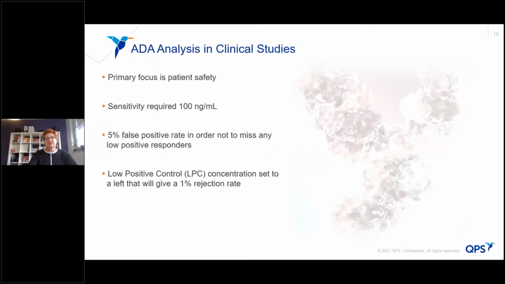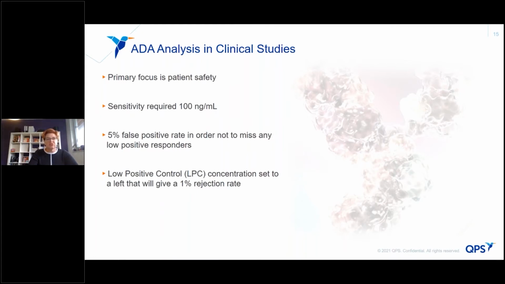If we look at the ADA analysis in clinical studies, the primary focus is patient safety. As indicated earlier, it can trigger hypersensitivity reactions and also give issues with the exposure to the drug. And therefore, there's a lot of attention to make the assay as sensitive as possible. The sensitivity that's required for human ADA analysis is 100 nanogram per ml, as described in the guidelines.